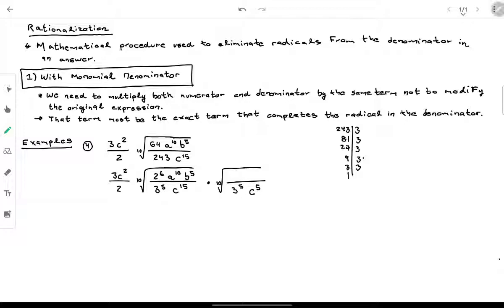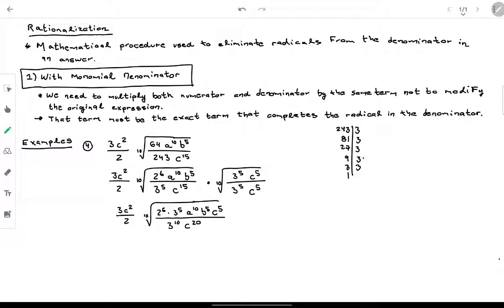So what will happen? The same number, we need to put it on the numerator part. So we can combine both roots, and it's going to be the 10th root of 2 to the 6 that multiplies 3 to the 5, a to the 10, b to the 5, c to the 5. On the bottom part, it's going to be 3 to the 10, c to the 20.